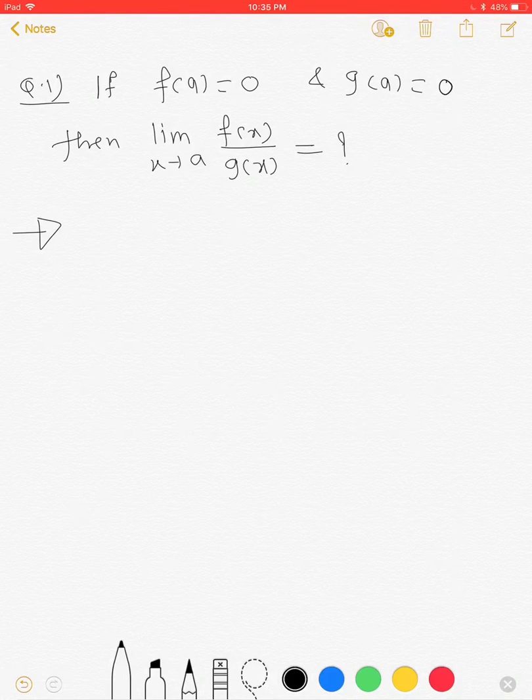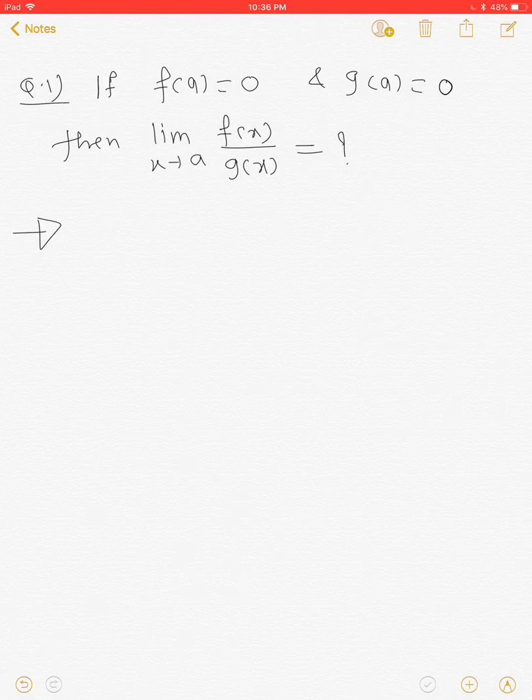Actually, if f of a is equal to 0 and g of a is equal to 0, then limit x tending to a, f of x upon g of x becomes 0 by 0 form, which is indeterminate form. So we have to find its value.